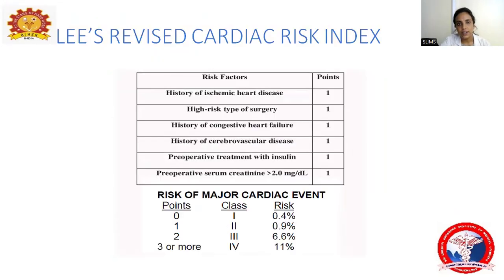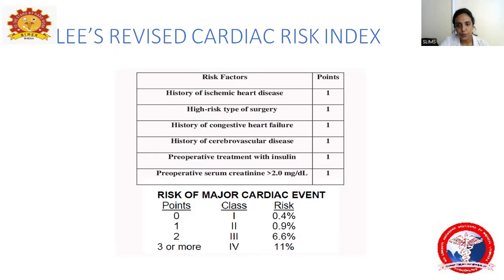This is Lee's revised cardiac risk index, the most commonly used one, the RCRI index. So here again, there are 6 risk factors. One being a history of ischemic heart disease, high risk type of surgery, history of congestive heart failure, history of cerebrovascular disease, preoperative treatment with insulin, and preoperative serum creatinine being more than 2 mg per deciliter.